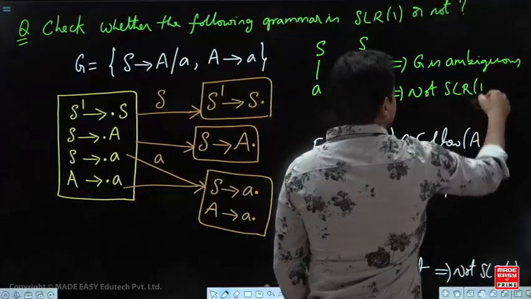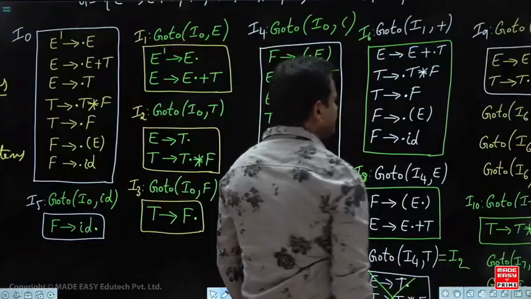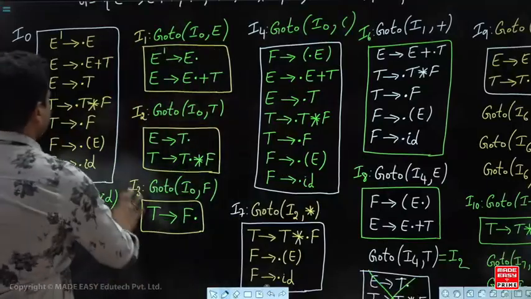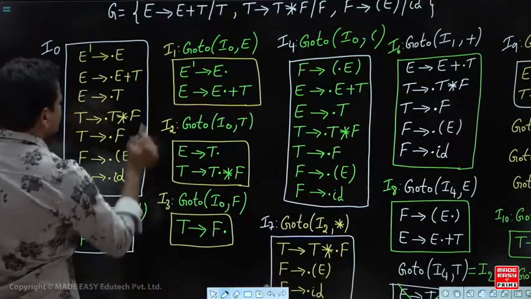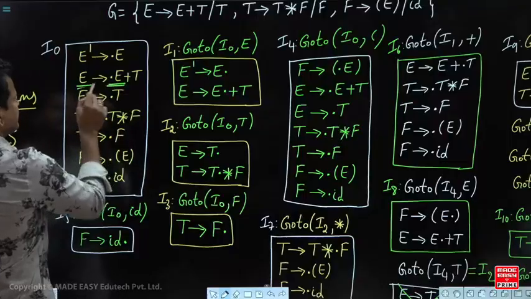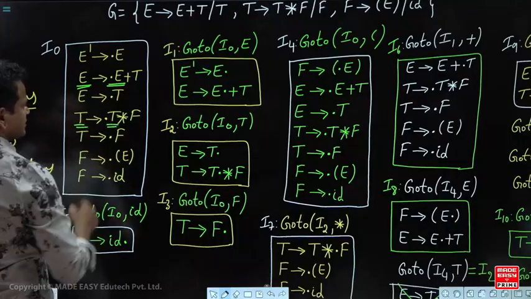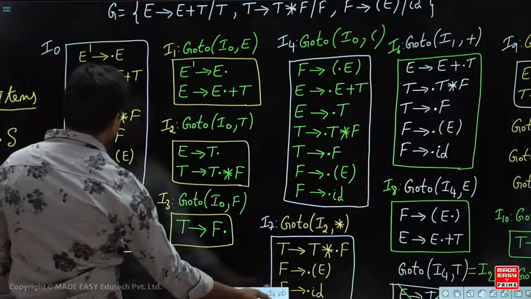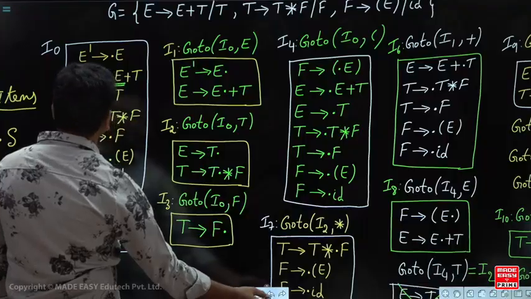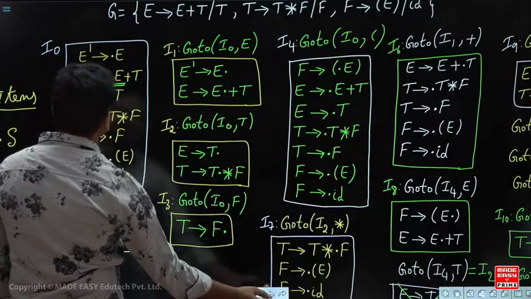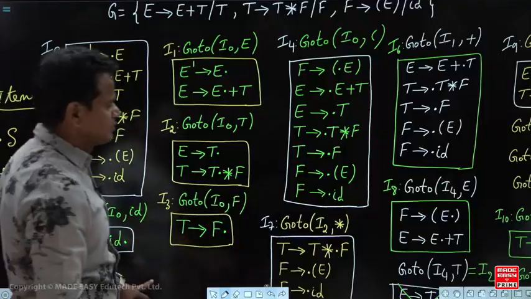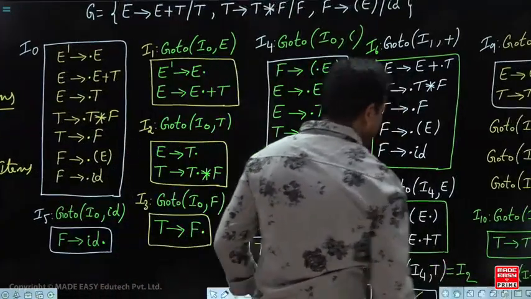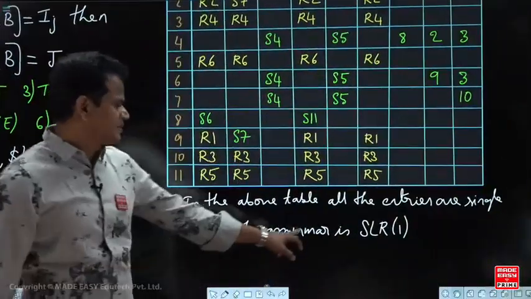And moreover, if anybody is thinking that a left recursive grammar is not SLR(1), look at this. It is E and E, left recursion. This is also left recursion. So even though left recursion is there, left factor is there, you don't get any problem in the case of SLR(1). Okay, here we have left recursion. Even though left recursion is there, this grammar is SLR(1).